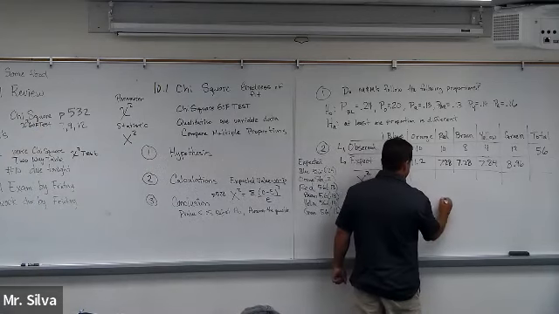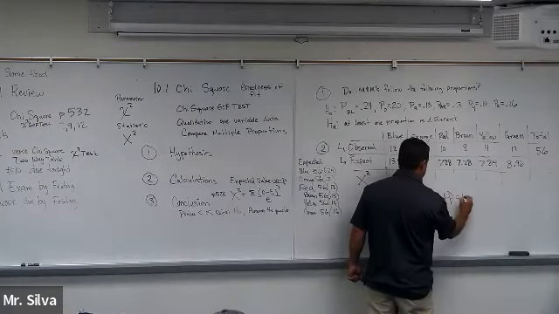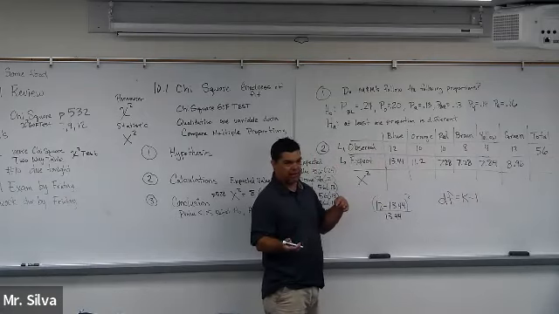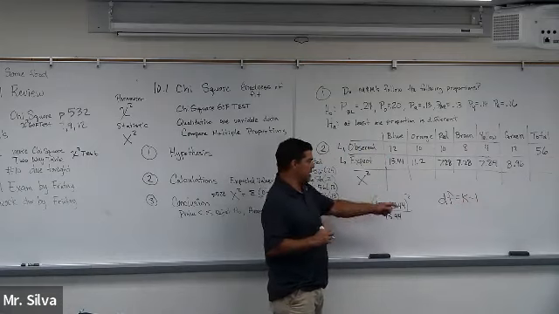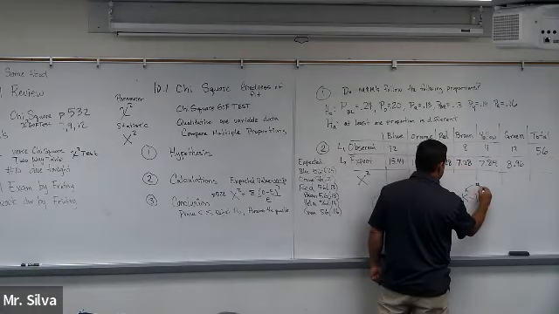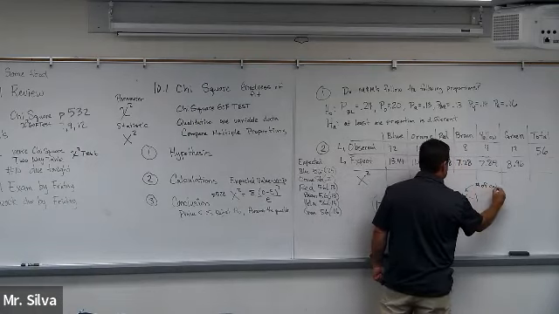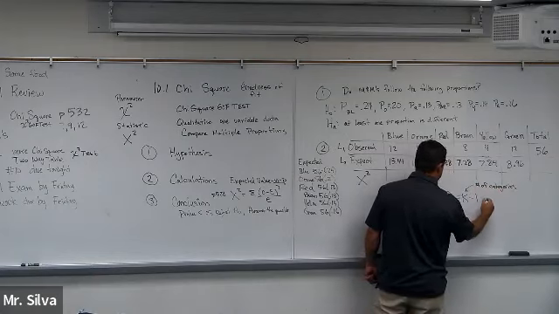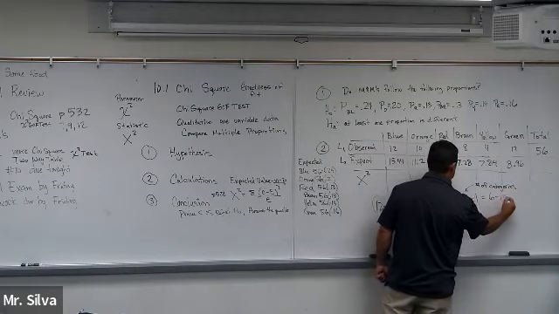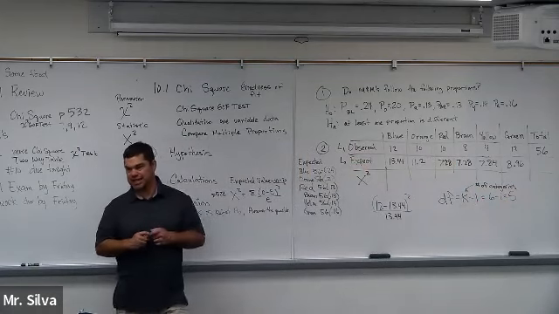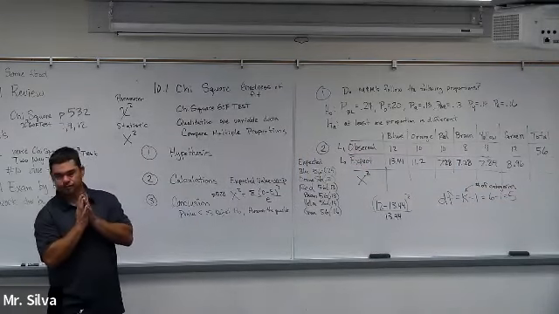Degrees of freedom is K minus 1. Usually it's N minus 1, N is 56, but we're not going to do 56 minus 1. We're going to do the number of categories. So K is the number of categories. There's 6 categories. So we have 6 minus 1, which is 5. So DF is 5. There's 5 degrees of freedom in this problem.